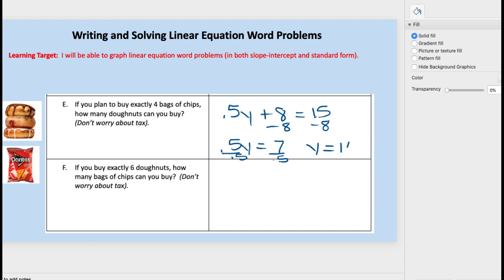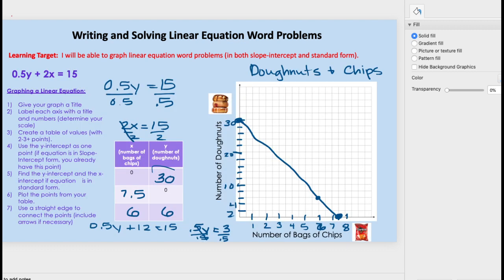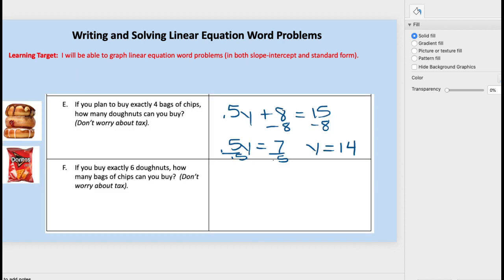So let me just go back to the graph one more time to see it. 4 bags of chips. Yeah, actually it is super close to 14, but again, my graph is just not that great because I didn't use a straight edge. So now you can see the importance of using a straight edge. And then the second question, if you buy exactly 6 donuts, how many bags of chips can you buy? So again, I'm not going to solve it with the graph because I didn't use the straight edge, but I'll at least show you.